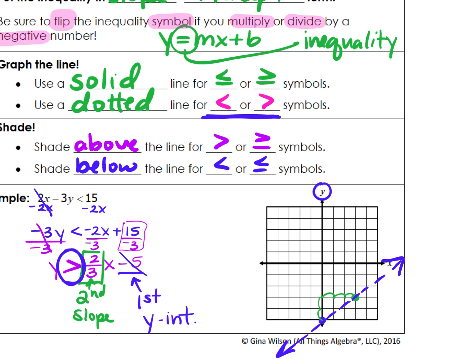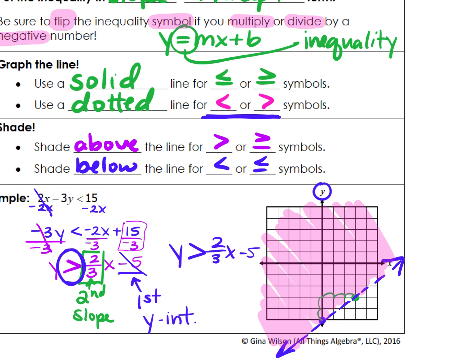And now look what it says. It says y is greater than 2/3 x minus 5. So if it's going to be greater than this line, I guess it's this line for you guys, do I go above it or below it? Above it, greater than, okay? So you may use a highlighter. If you like to do it like this, you can just highlight it.